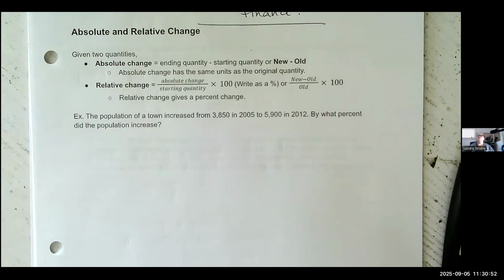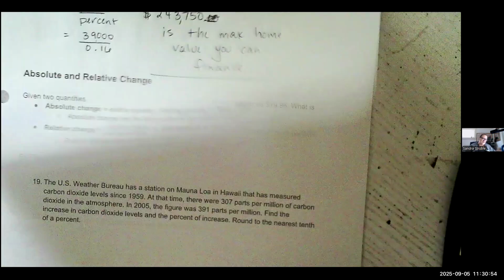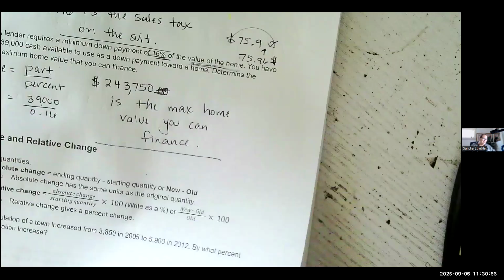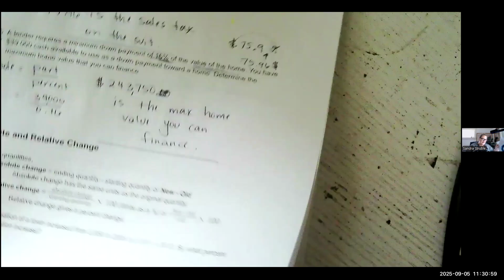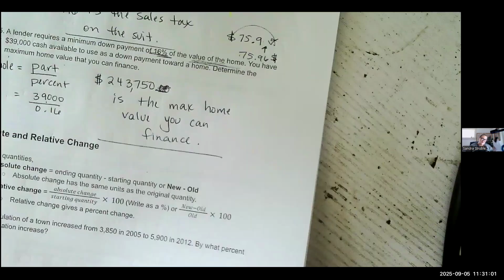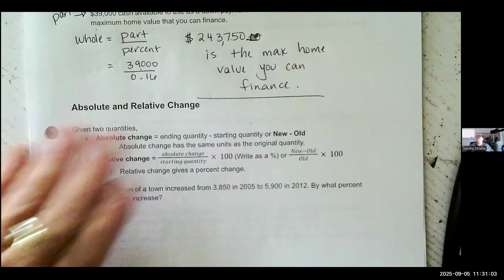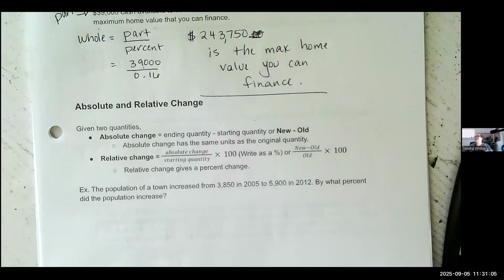All right, given two quantities. I want to stop. You know what? I'm going to stop the video and I'm going to actually make 3 for this section, possibly even more, but I'm going to do absolute and relative change in a separate video. Let me know what questions you have.